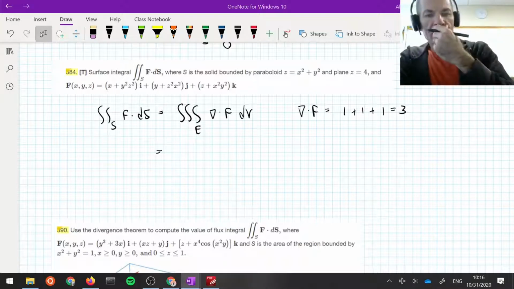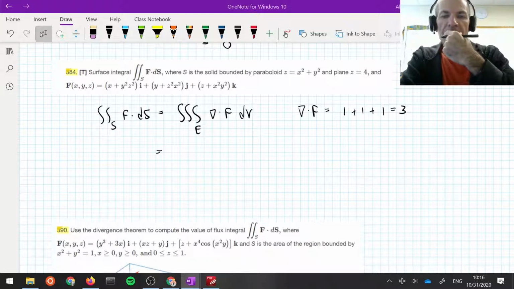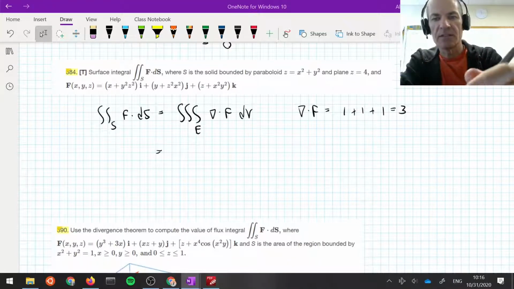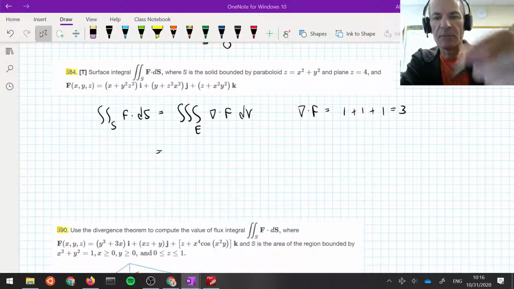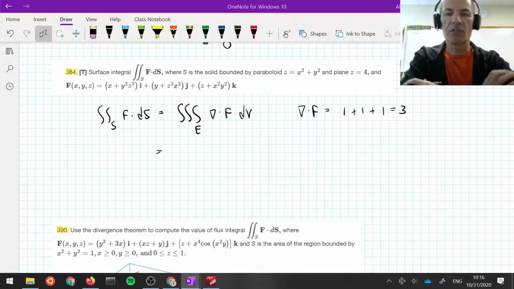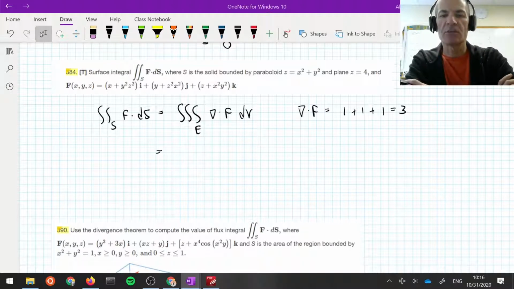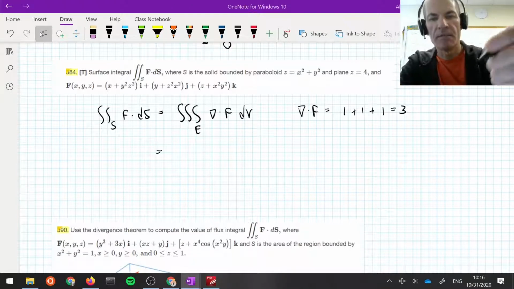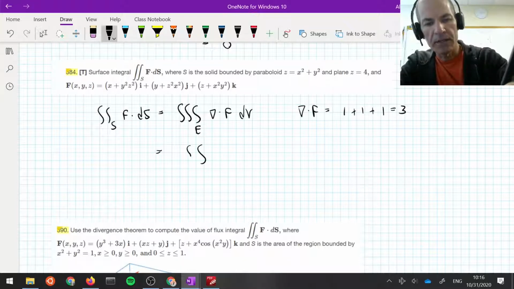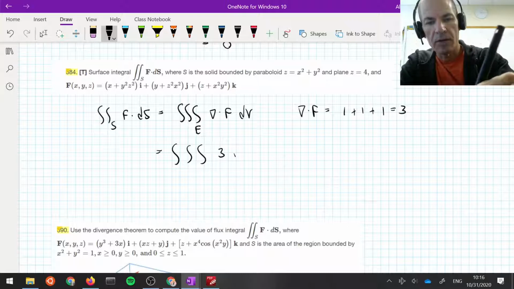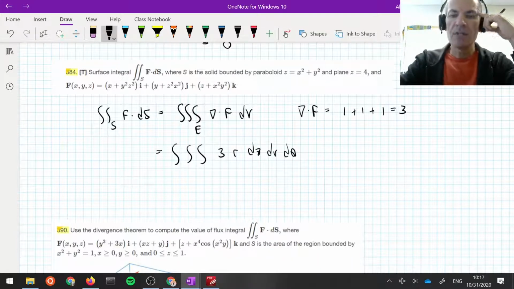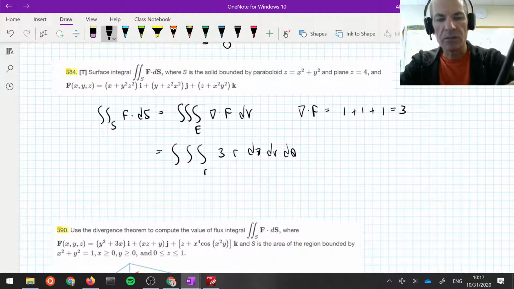Okay. So, we're leaning toward the cylindrical coordinate system, actually, because of the circular nature of this paraboloid. The horizontal cross sections are circular, and that suggests that we should use cylindrical coordinates. All right, so let's do that. We have a triple integral. We're going to integrate 3, with r dz dr d theta. Z starts on the paraboloid, r squared, and ends up on the plane, 4.